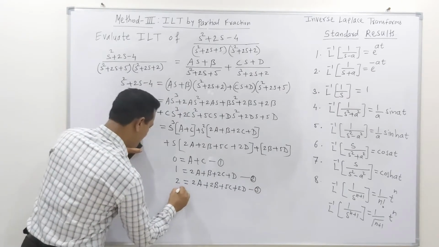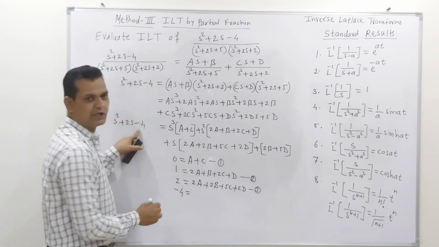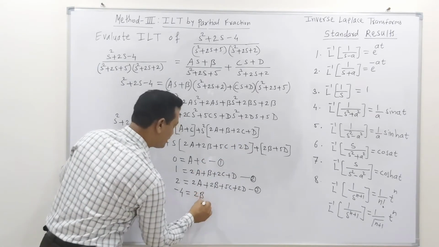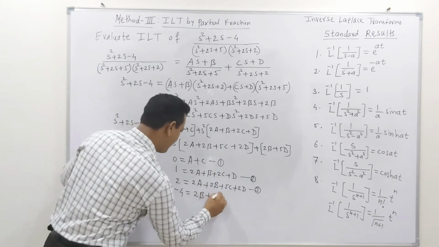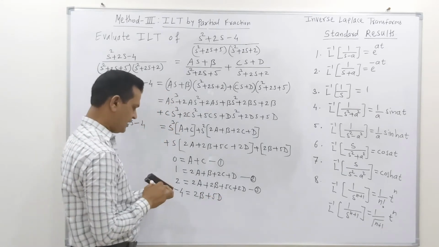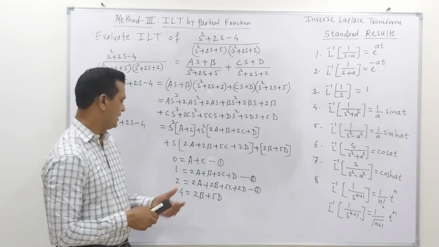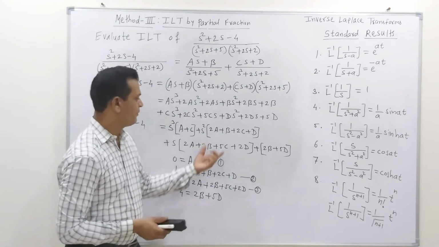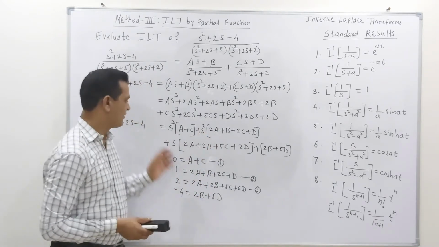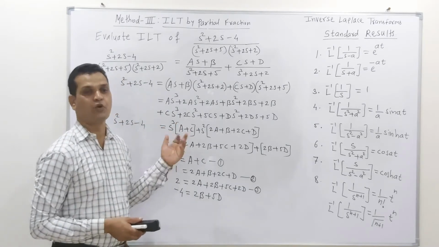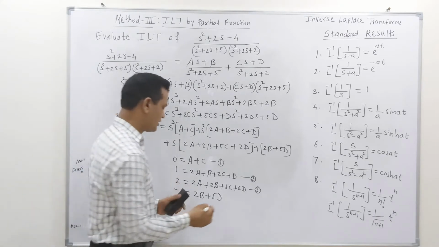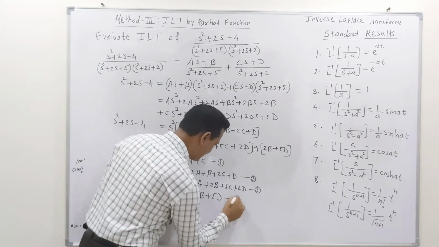Now constant: minus 4 is equal to, so this constant term is 2b plus 5d. So now here observe that we are not getting any constant term directly from solving this equation. That means after comparing the left and right hand side coefficients, it is not possible for us to get a direct value for the constant. So let's call this equation number 4.